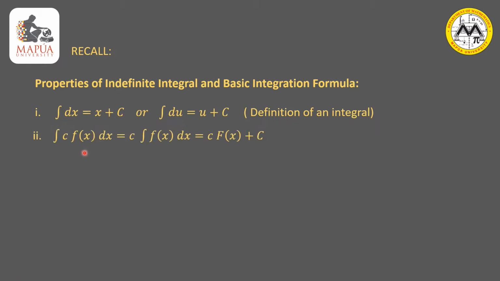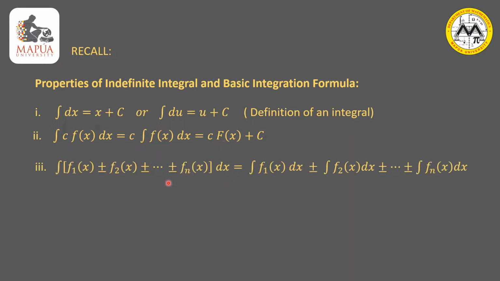For number 2, the integral of a constant c times function f of x dx is said to equal c times the integral of f of x dx and is equal to c times the antiderivative capital F of x plus c. If we are evaluating the integral of a sum or difference of functions, then this is equal to the sum or the difference of the integrals of each of the functions.